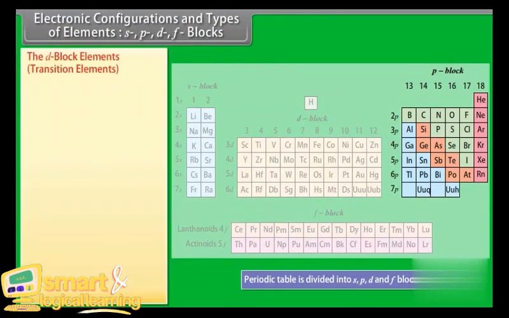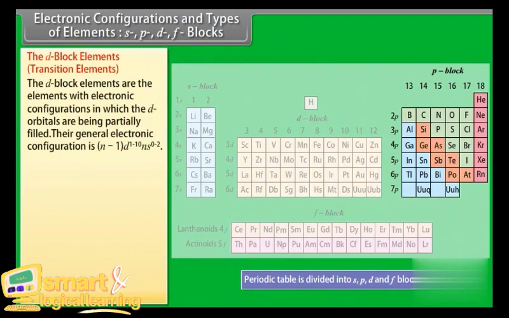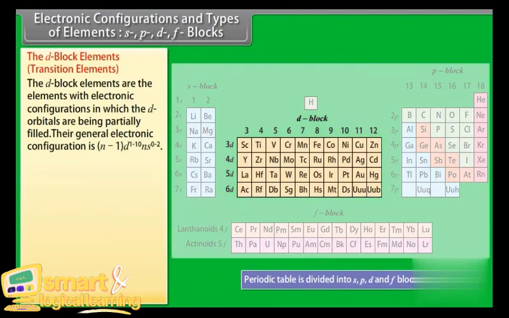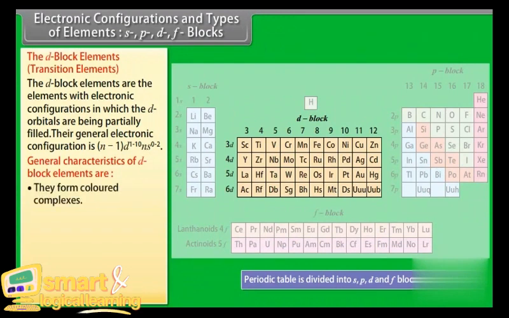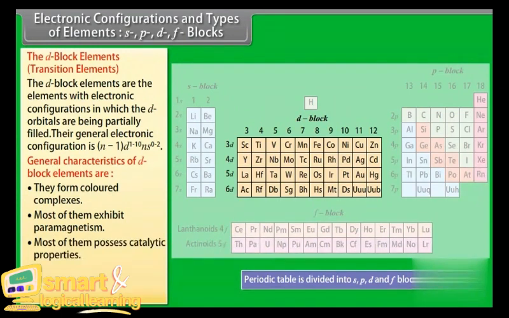The D block elements, transition elements. The D block elements are the elements with electronic configurations in which the d orbitals are being partially filled. Their general electronic configuration is given. General characteristics of D block elements are: they form colored complexes. Most of them exhibit paramagnetism. Most of them possess catalytic properties. They form alloys. For example, brass is an alloy of copper and zinc.